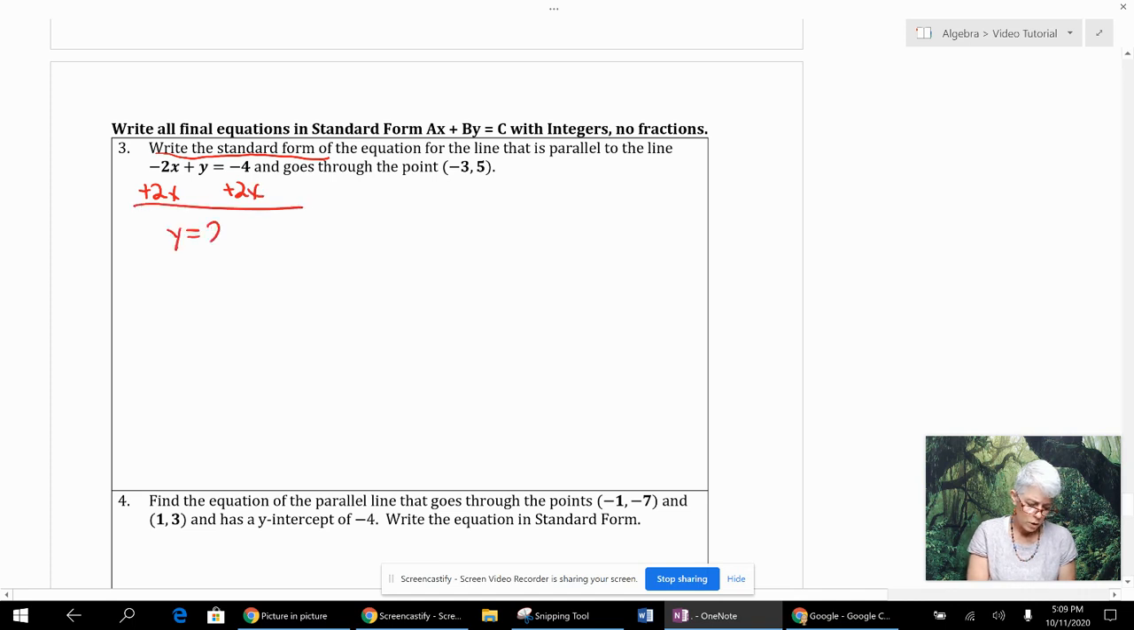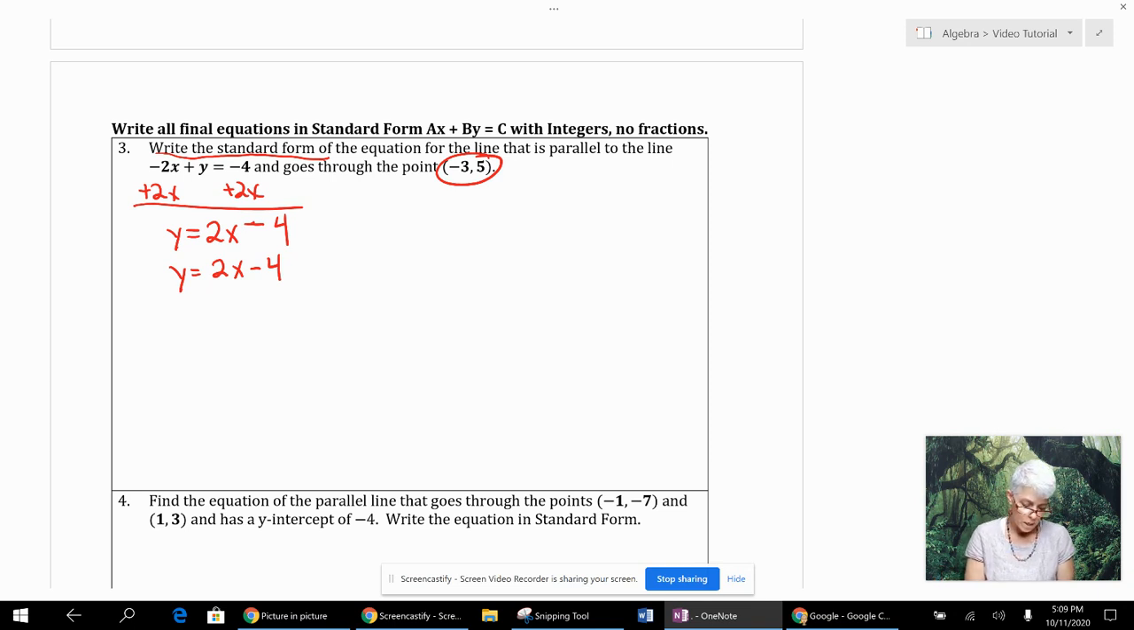Y equals 2x. Whoops, I almost said plus minus 4. Let me rewrite that because that looks horrible. Y equals 2x minus 4. So we have our slope. Our slope is 2. And then they give us a point. Well, what am I supposed to do with that? What have we learned? If we had the slope and a point, what can we do? We can use the point slope formula to find the y-intercept.